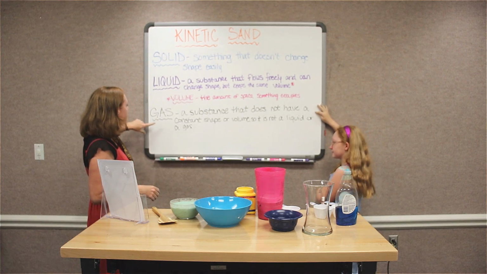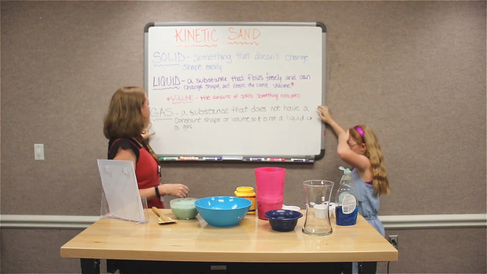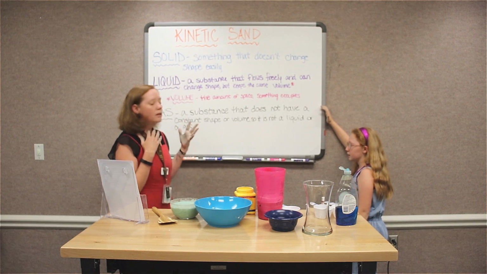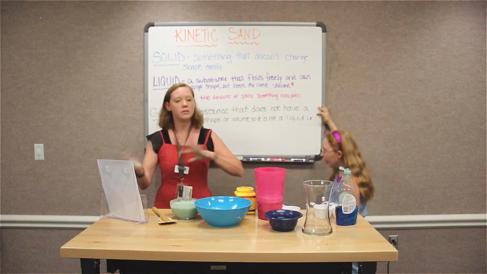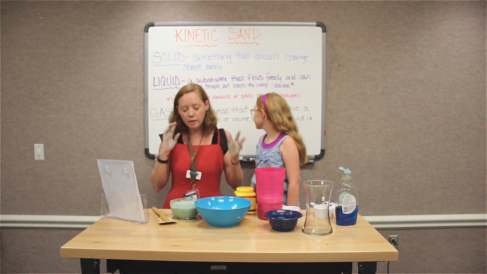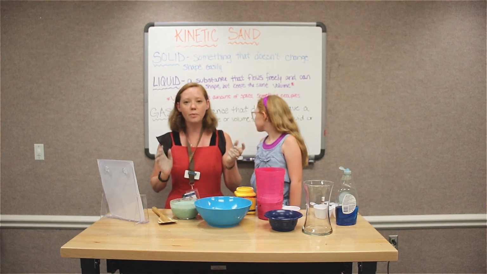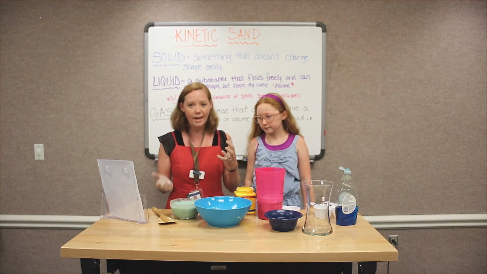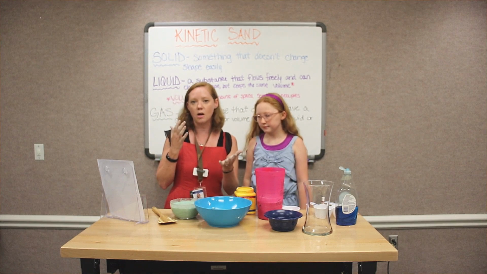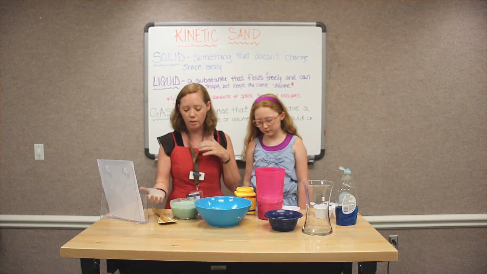And the last kind of matter is a gas. That's a substance that doesn't have a consistent shape or a volume, so it's not like a liquid or a solid. It really is just in its own category. So today we're going to talk about liquids and solids, and we're going to do that in regards to something called kinetic sand. Now, kinetic sand is really fun because it acts like a solid and it also acts like a liquid as well.